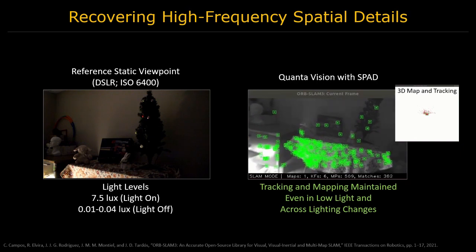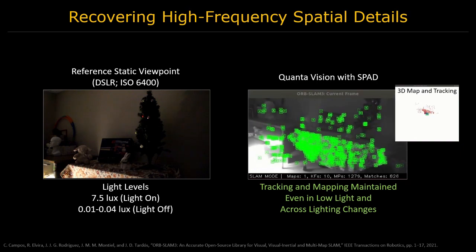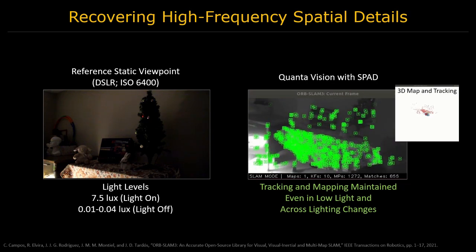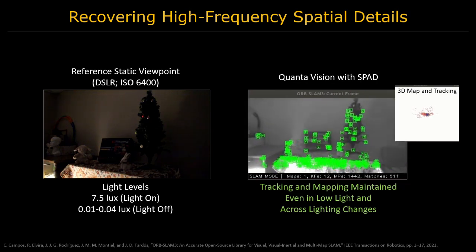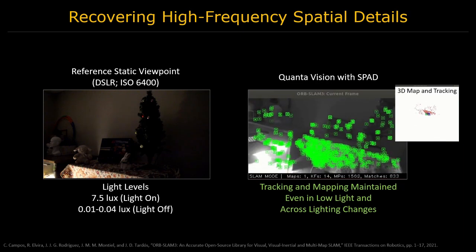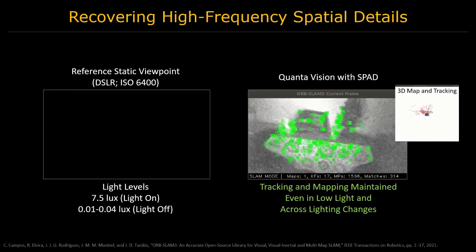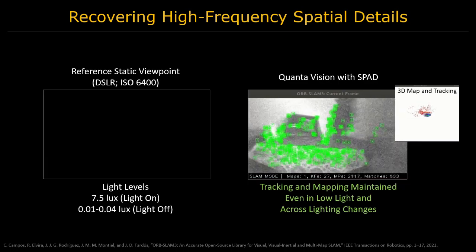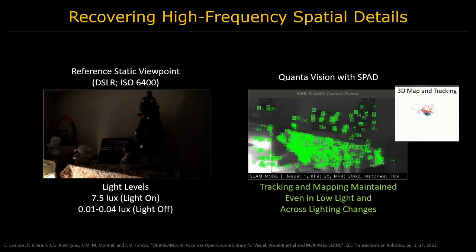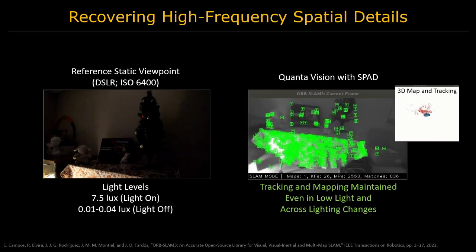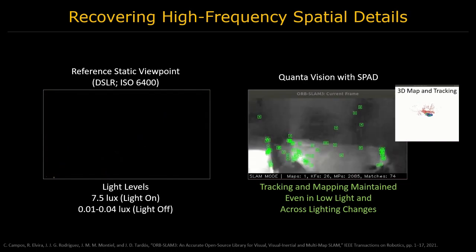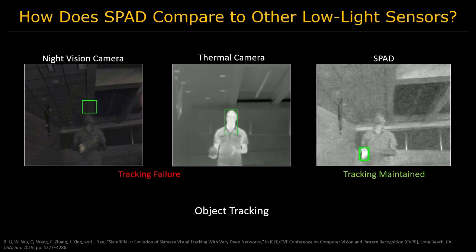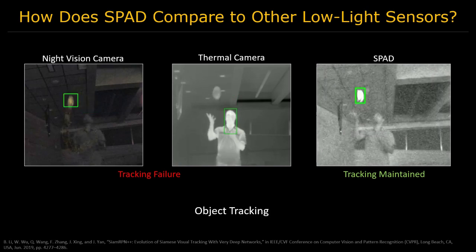In this sequence, we use SLAM to recover the handheld motion of the SPAD camera in a dark room. At first, the scene is illuminated by the lamp, and the tracking works properly. When the lamp is turned off, the scene is extremely dark, but the reconstructed images still contain clear features that can be used to track the camera motion successfully. So far, we have shown that quantum burst vision enables various computer vision tasks in the dark.